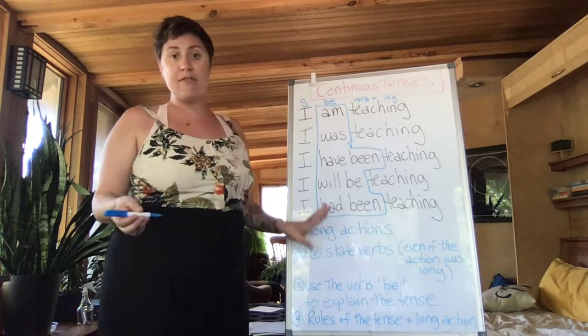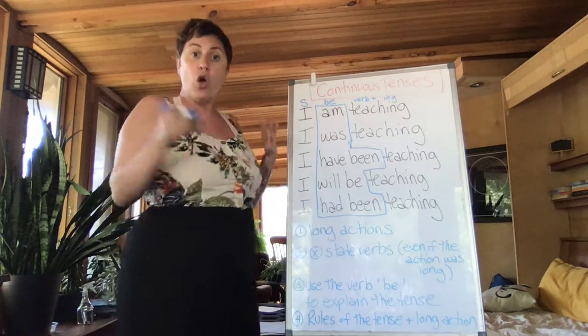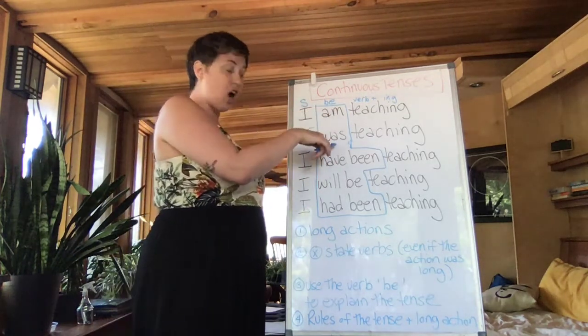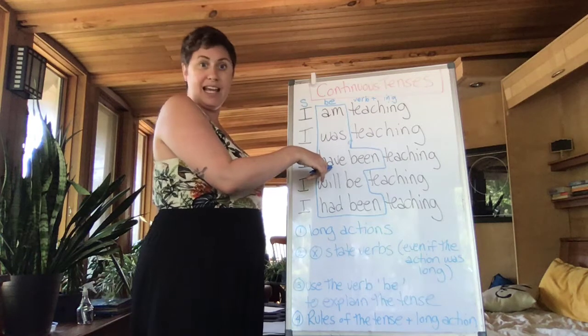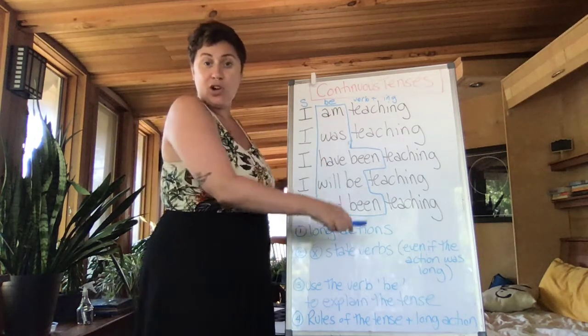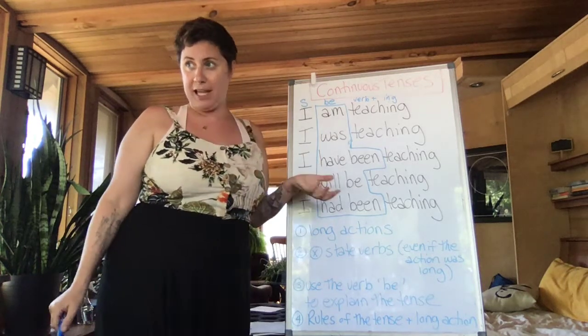So the job of the verb to be in continuous tenses is to tell us, where are we in time? Are we in the present? Are we in the past? Are we in the mix of the present and the past? Are we in the future, or are we in the past? So that is the job of the verb to be.